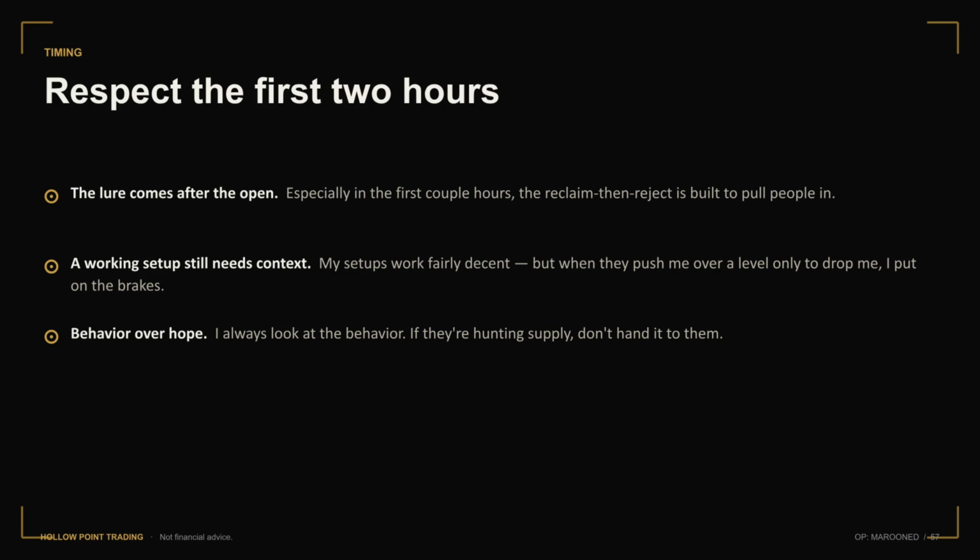Respect the first 2 hours of trading. The lure is often built into this early period to trap people. While my setups usually hold water, I always put on the brakes when the market repeatedly pushes over levels, only to drop immediately. Prioritize behavior over hope.